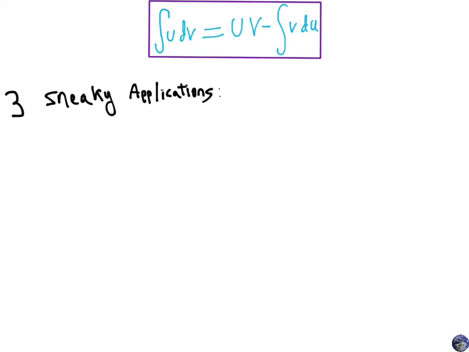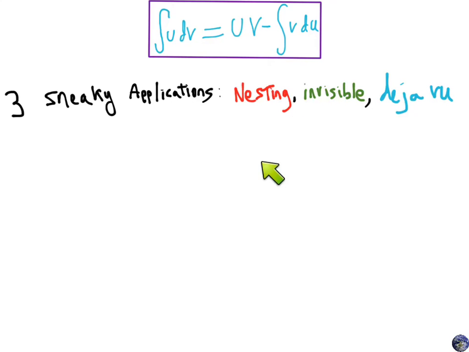Okay, so now let's get a tad more sophisticated. There are three sneaky applications that you might not expect coming out of the integration by parts technique. These are the names that I have for them: nesting, invisible integration by parts, and deja vu. I'll do an example of each one of these. Let's start with nesting.